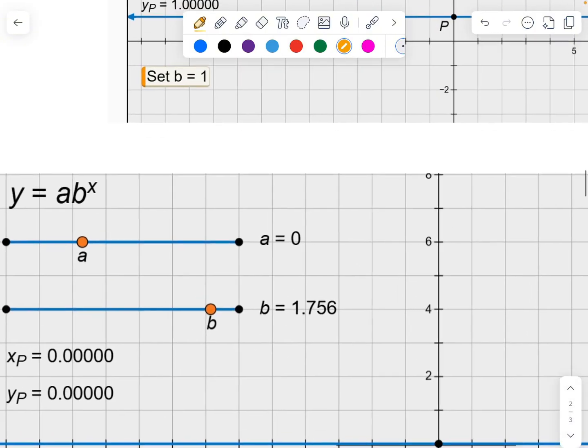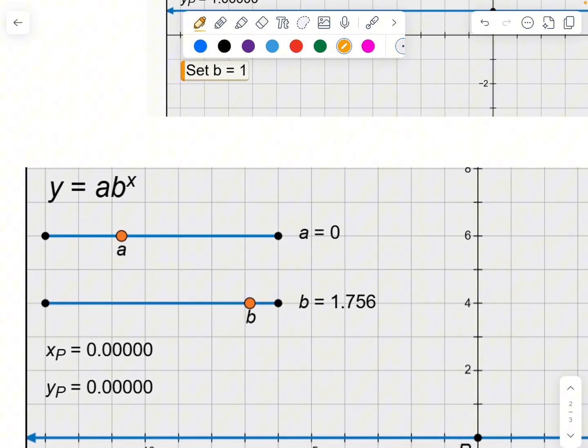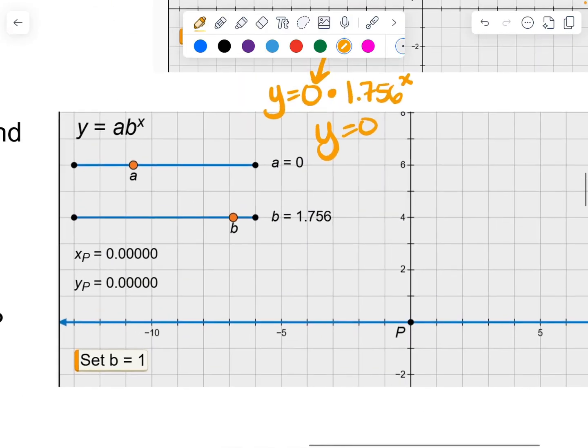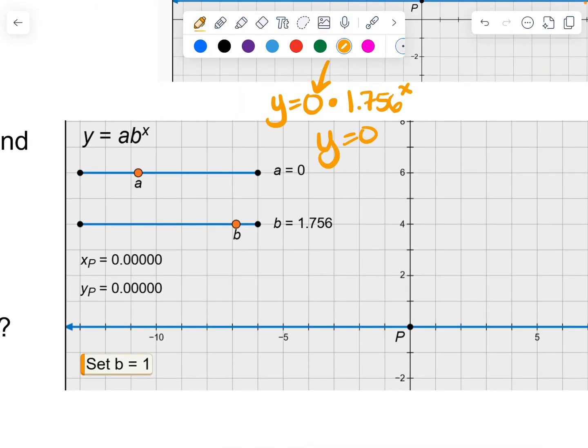So this next one, we changed the a to 0. So y equals 0 times 1.756. And I just randomly picked what the b one was to the x power. Well, guys, 0 times anything is going to be 0. So y equals 0. Okay? So that would be a straight line.